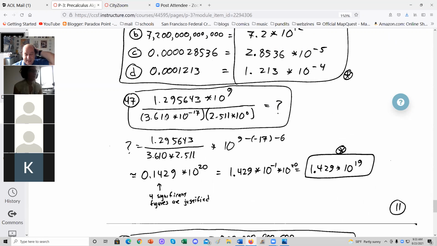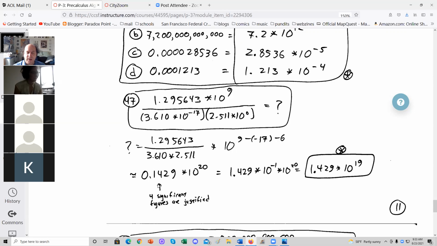Okay, here we have a mess. 1.295643 times 10 to the 9th over 3.610 times 10 to the negative 17th times 2.511 times 10 to the 6th. Whew, what is that? Okay, here we go. These parts we put out in front here, 1.295643 over 3.610 times 2.511, and then the powers of 10. You have a 9 here, minus this negative 17 here, minus this 6 here. Okay, this part's easy, it's 10 to the 20th.